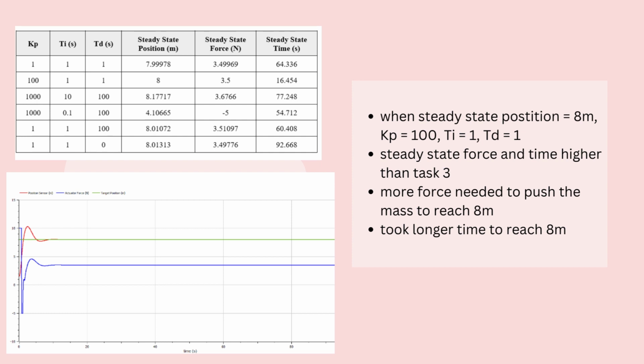As a result, the controller needs more force to push the mass as the desired position is farther, and it directly causes the controller to take a longer time to reach steady state.